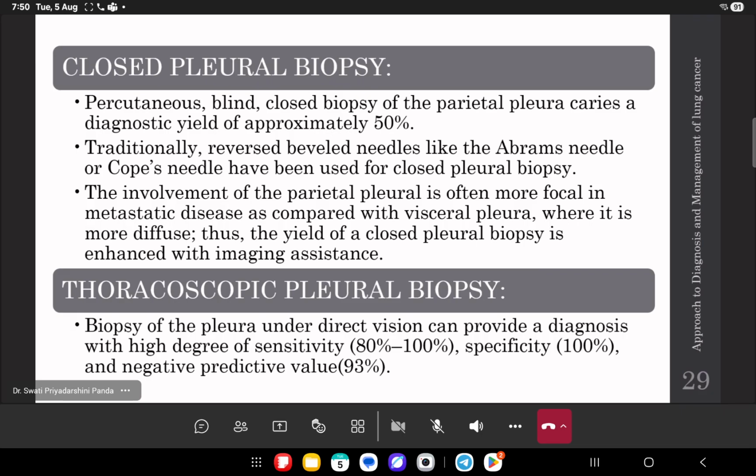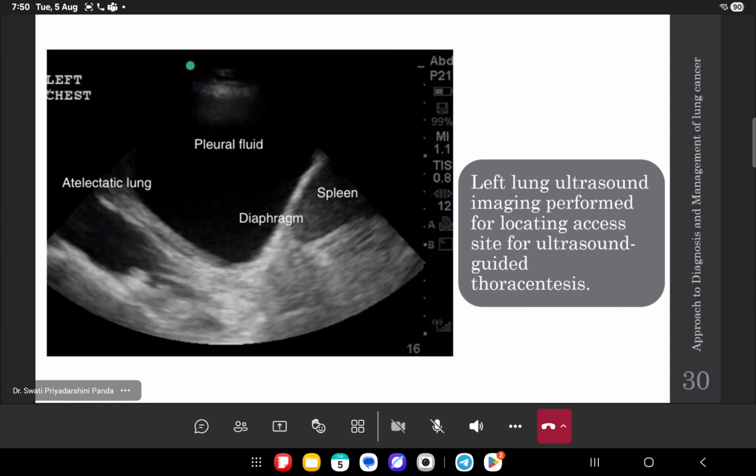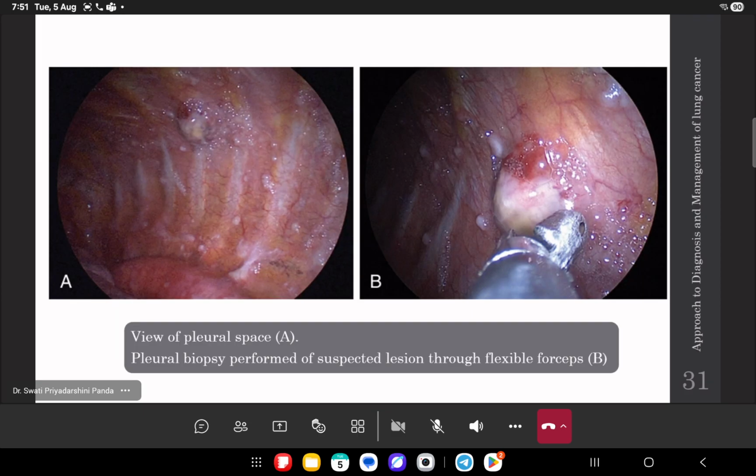Thoracoscopic pleural biopsy of the pleura under direct vision can provide a diagnosis with a high degree of sensitivity, specificity, and negative predictive value. This is the ultrasound imaging performed for locating the access site for ultrasound guided thoracocentesis. This is the image showing the pleural space in the first image, and the second image is showing how pleural biopsy is performed through a flexible forceps.